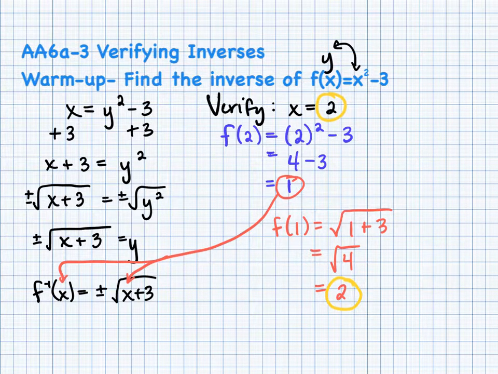And that would be for proficiency level, just verifying by using a number. You can plug into your original first, which is what I did, or you can plug into your inverse first and then plug the outcome into the original. Either way is fine as long as you go through that entire process.